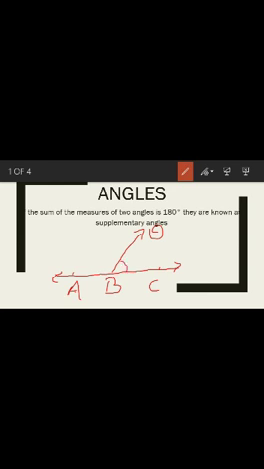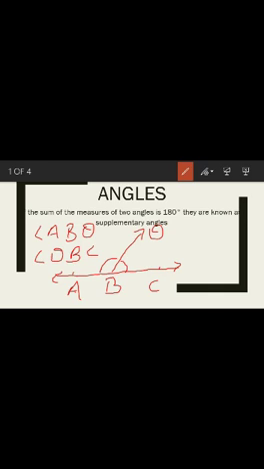Now see students, what you have seen here. Two angles are formed: angle ABD, and the second angle is DBC, or you can say CBD. First angle is ABD, and second angle is DBC. Now, if we measure angle ABD and angle DBC, we can easily observe that the sum of both the angles is 180 degrees.